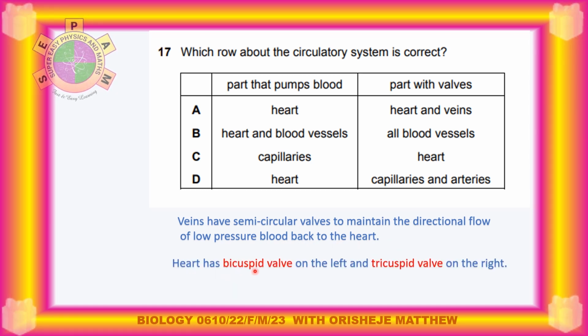The heart also has valves. On the left hand side of the heart, between the left atrium and ventricle, you have the bicuspid valve. And then on the right, between the right atrium and the right ventricle, you have the tricuspid valve. So the answer is that the part that pumps blood is the heart, and the parts with valves are the heart and veins. So the answer is A.